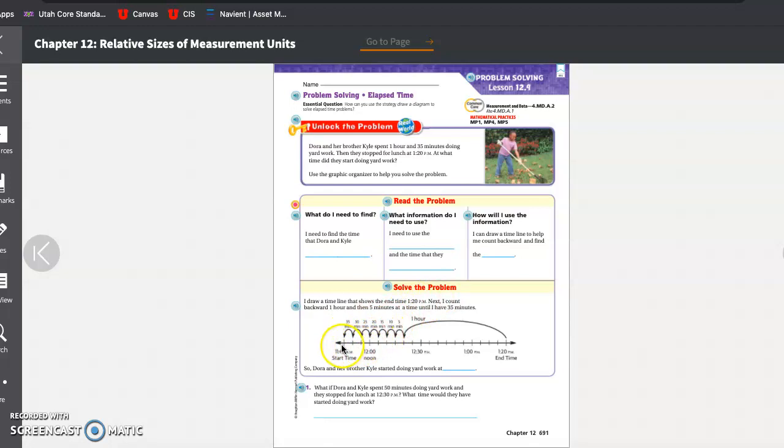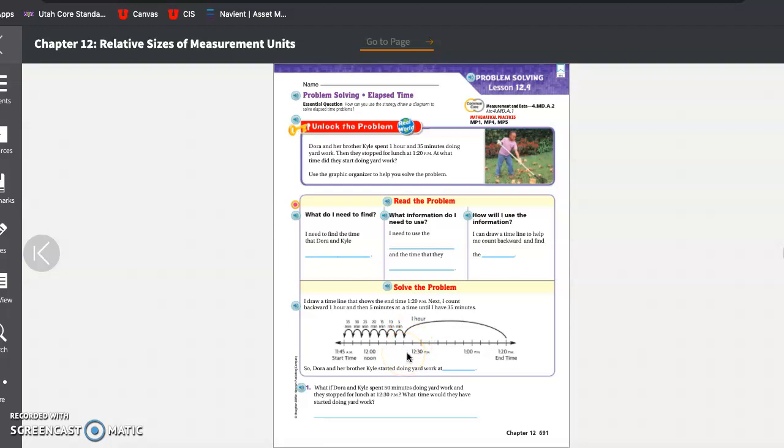So if we were to make a number line, we could say, okay, I know that their end time was 1:20, and I need to move back an hour. Well, to go back an hour, I can count each tick mark as 5 minutes, okay? That seems like a pretty easy way. Instead of doing 1 minute, 2 minute, 3 minute, 4 minute, all the way to 60, we can do 12 5-minute intervals. So we can count. Let's see how they did. So they did 5, 10, 15, 20, 25, 30, 35, 40, 45, 50, 55, 60. Okay, so that's 1 hour.